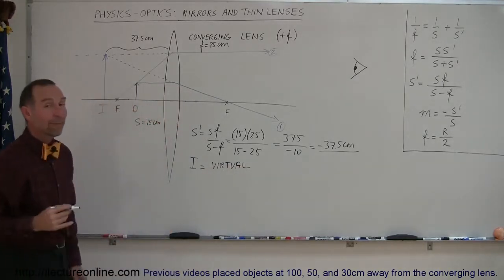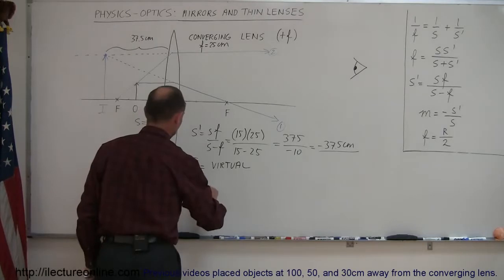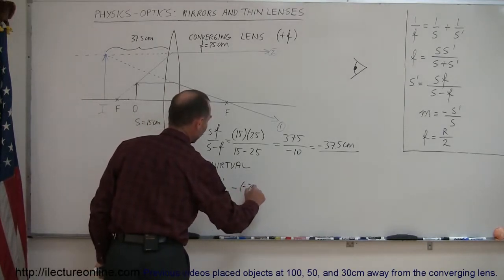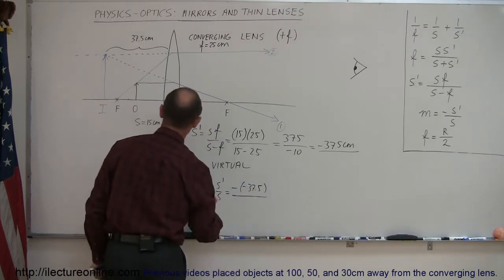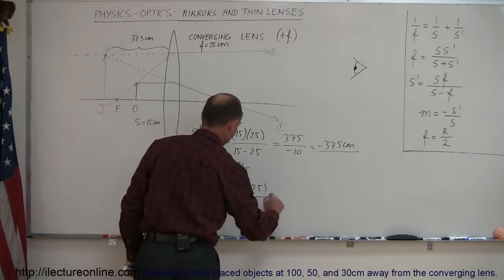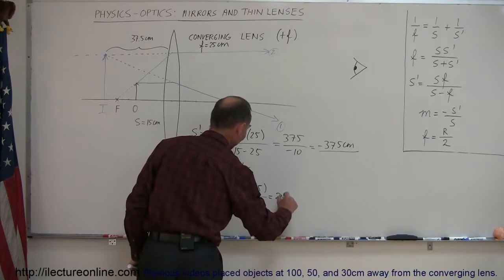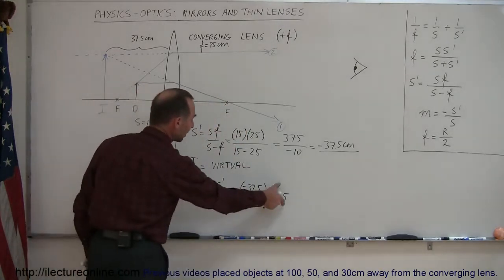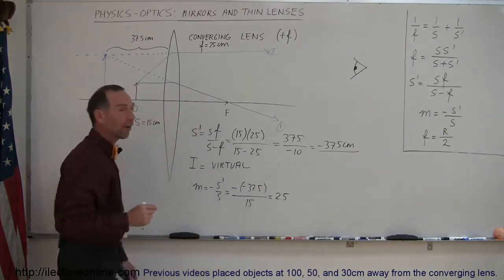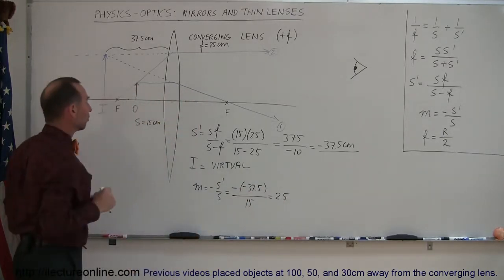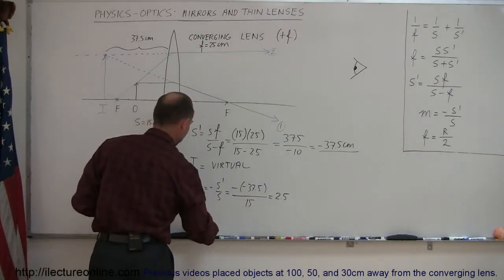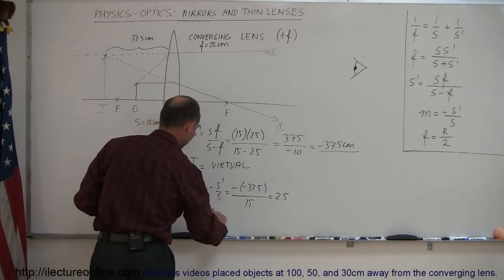Okay, now for the magnification. So M is equal to minus S prime over S. So minus a minus 37.5 divided by S, which was a positive 15. So this would be a positive 2.5. So what that means is that the magnification, the size of the image, is 2.5 times the size of the object. So the image is much larger than the object. And since it's positive, we say that the image is upright.